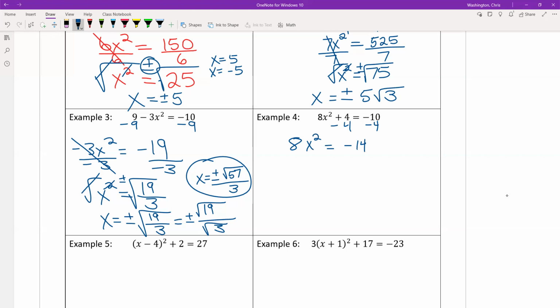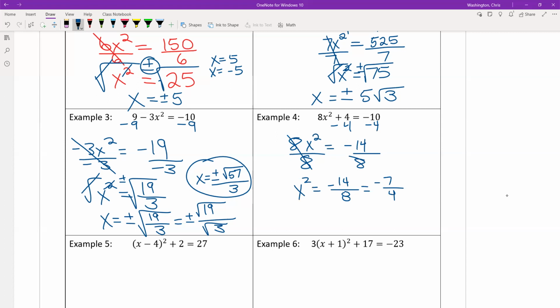So we subtract 4, we get negative 14. We divide by 8, and we get x squared equals negative 14 over 8. We can go ahead and type that in the calculator if you want to and simplify that. You don't necessarily have to, because we're going to type it in the calculator in a minute anyway. But if you want to go ahead and type that in, we get negative 7 over 4, because we can divide both of those by 2.